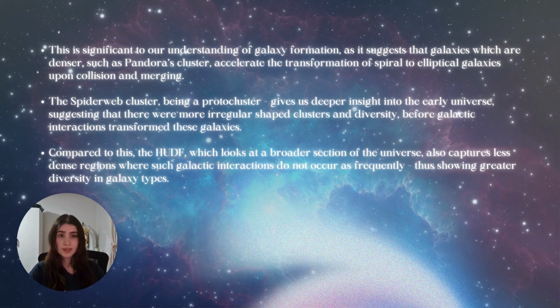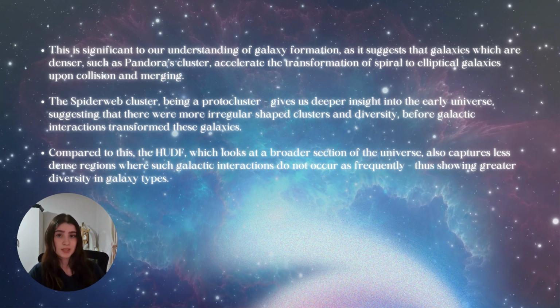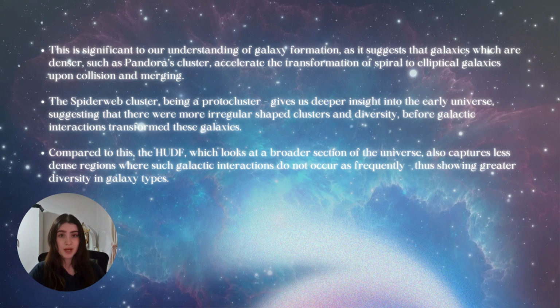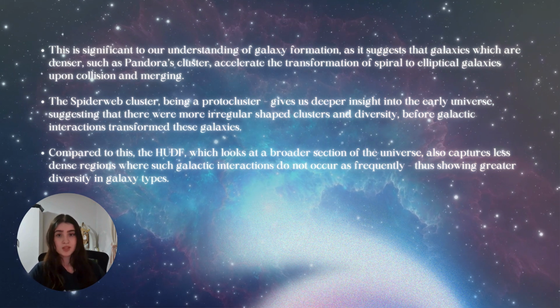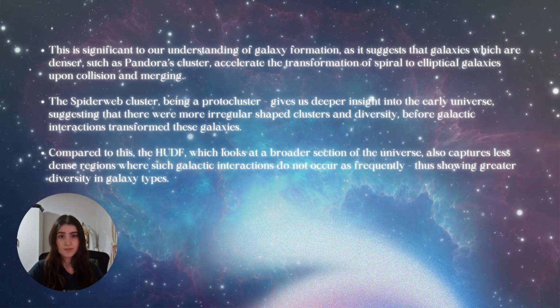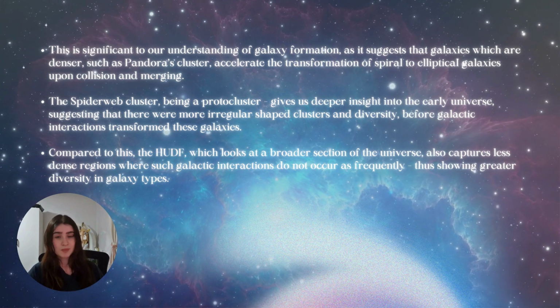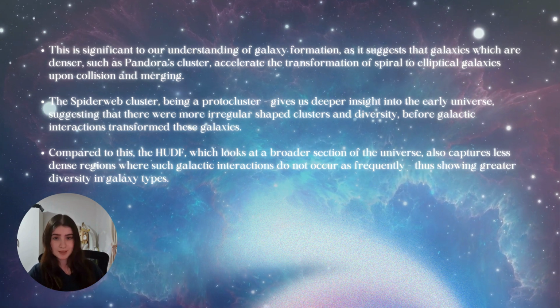This is significant to our understanding of galaxy formation, as it suggests that galaxies which are denser, such as Pandora's cluster, accelerate the transformation of spiral to elliptical galaxies due to high collisions and mergers. The Spiderweb cluster, being a protocluster, gives us deeper insight into the early universe, suggesting that there were more irregular shaped clusters and diversity before galactic interactions transformed these galaxies.